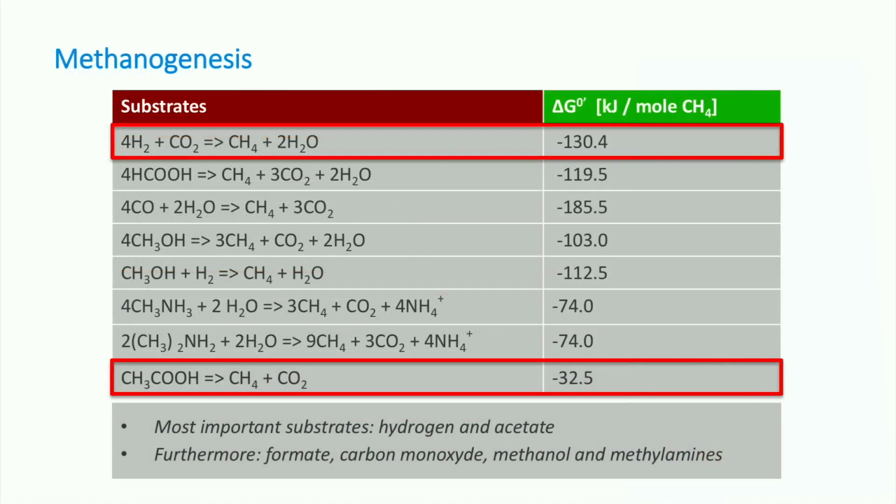The table lists various methanogenic substrates, together with their standard Gibbs free energy values. In addition to acetate and hydrogen/CO2, other common substrates are formate, carbon monoxide, methanol, and methylamines. For all substrates, the Gibbs free energy change is negative, meaning we are dealing with exothermic reactions. However, for the most important substrate, acetate, the value is only minus 32.5 kJ per mole, which is very low.